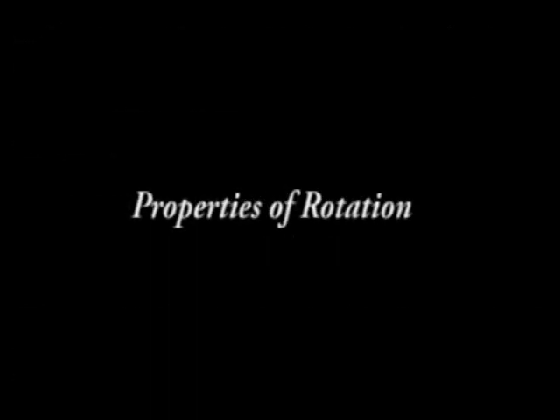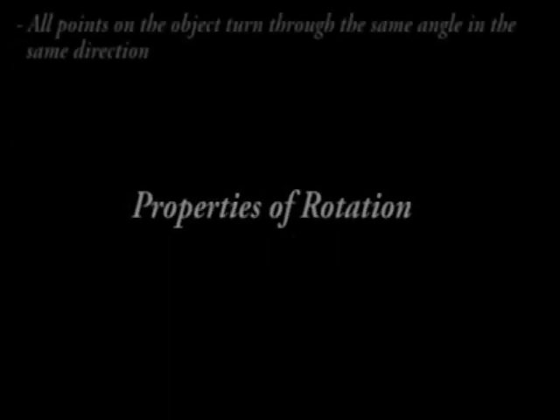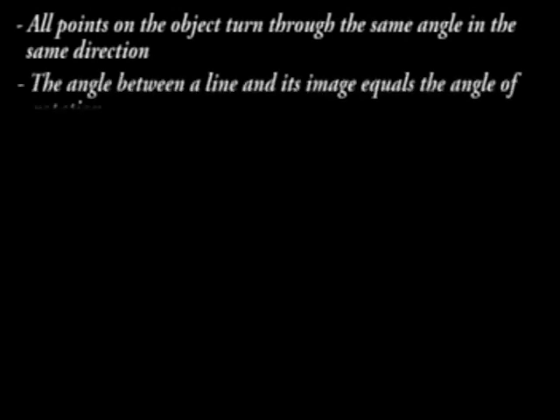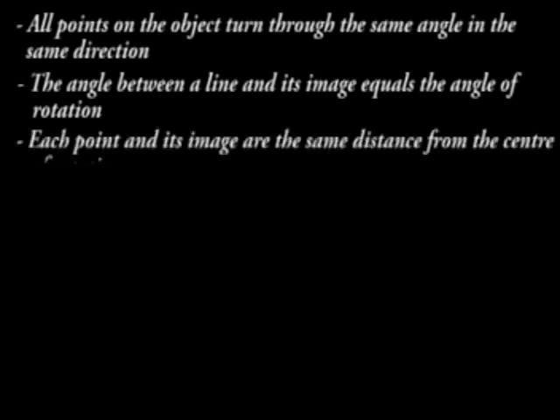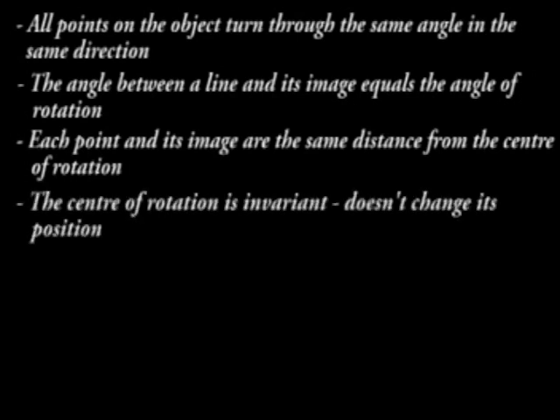Properties of rotation. All points on the object turn through the same angle in the same direction. The angle between a line and its image equals the angle of rotation. Each point and its image are the same distance from the center of rotation. The center of rotation is invariant, that is, it doesn't change.